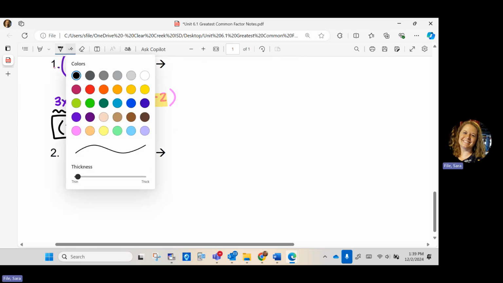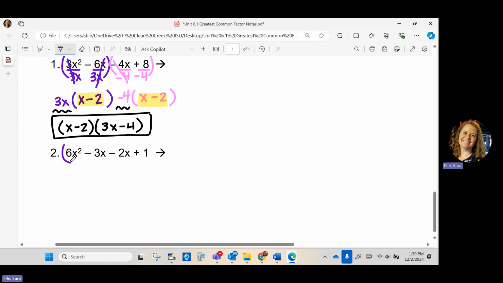I'm going to try that one last time and we'll be done with our notes. So I'm going to group the first two terms together. 6x squared minus 3x. What can I divide out of both of those? 3, what? X again. 3x, same as the last one. Okay. So 3x can be divided out of both of those. What does that leave me with? What's 6 divided by 3? 2. And x squared divided by x is x.